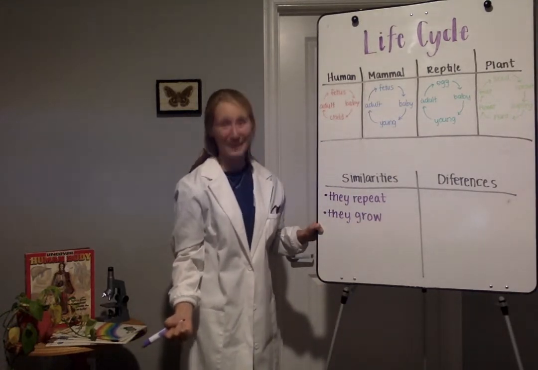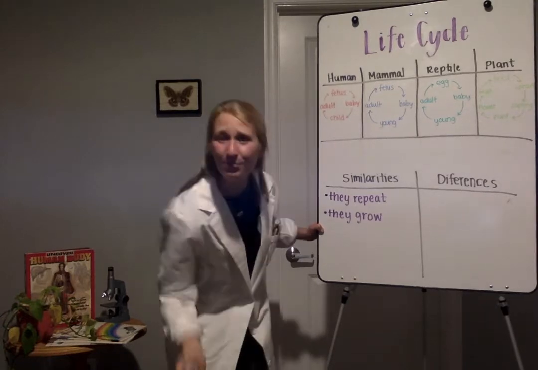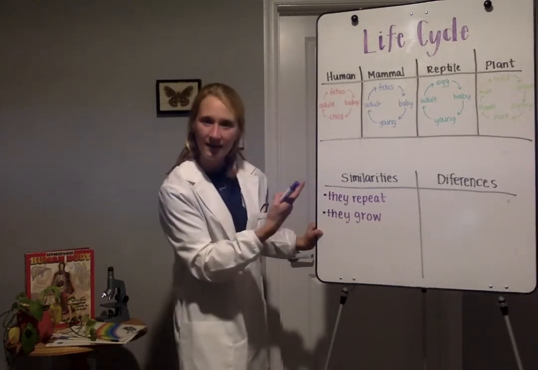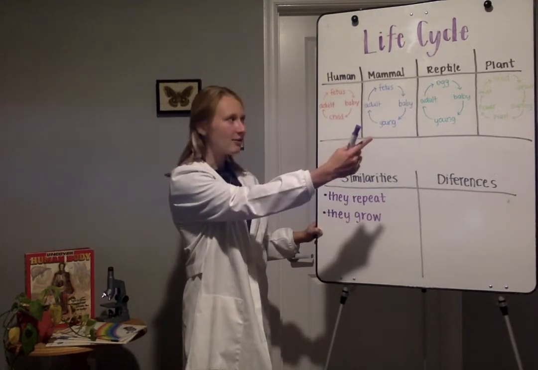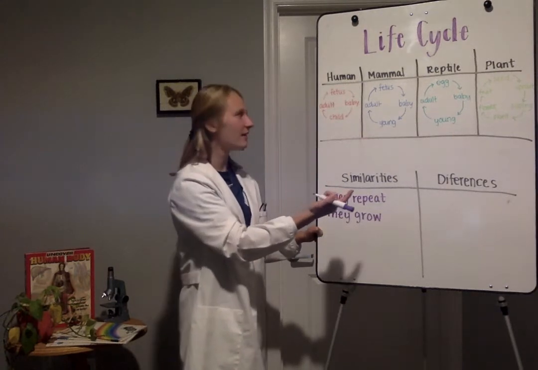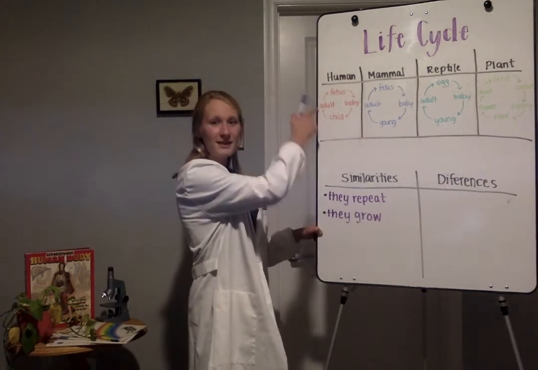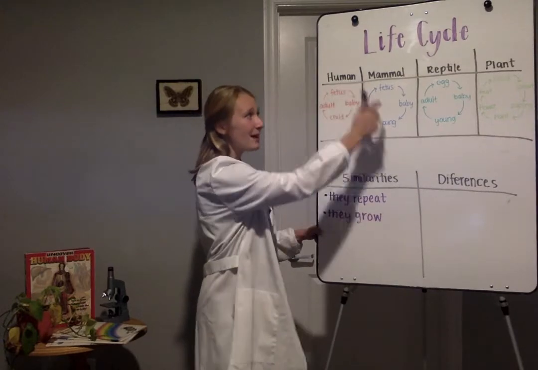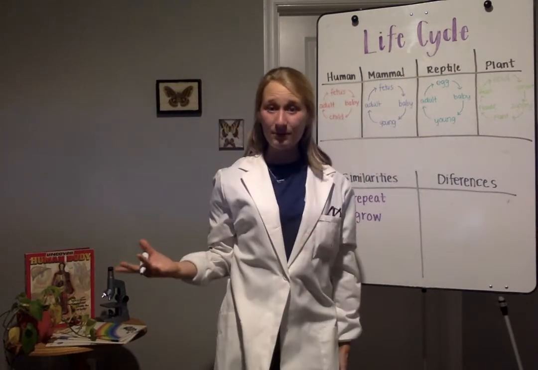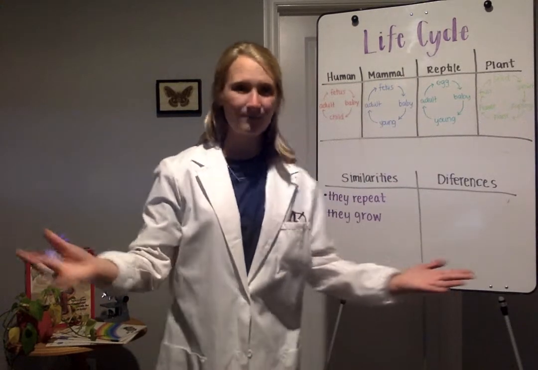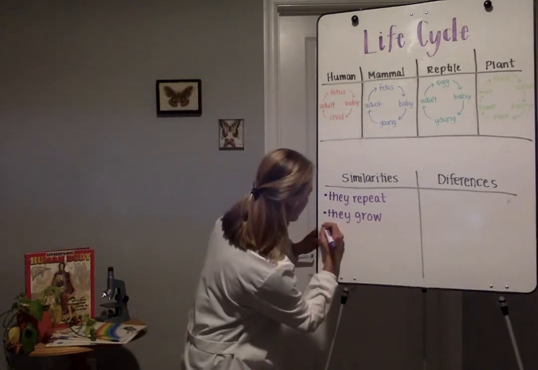Well, what else do living things do? They reproduce. Do you see that in here? Every single life cycle has reproduction. Adults reproduce, and that's how they make more babies. So do mammals and reptiles, and plants reproduce by spreading seeds. So they reproduce.